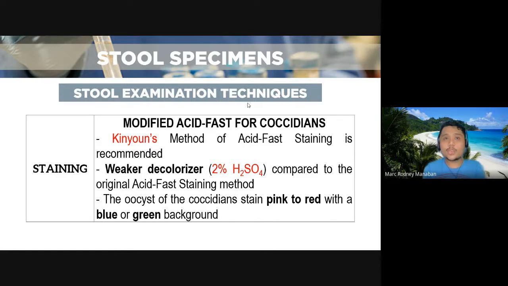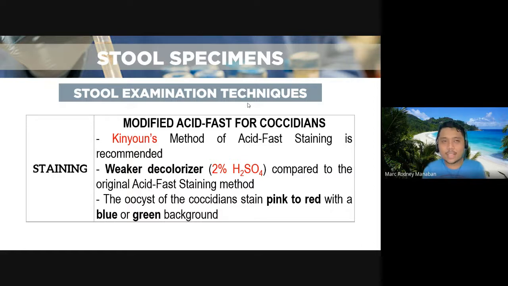If you use the normal staining procedure, recall that partially acid fast organisms contain only a small number of mycolic acids. If the decolorizing agent is strong, the mycolic acids may be lost or may not capture the primary stain. So they will not color and will not retain the primary stain. It could lead to false negative results. That's why we use a weaker concentration of acid. But regardless of the procedure, your results are still pink to red coccidians, and the background is blue or green.